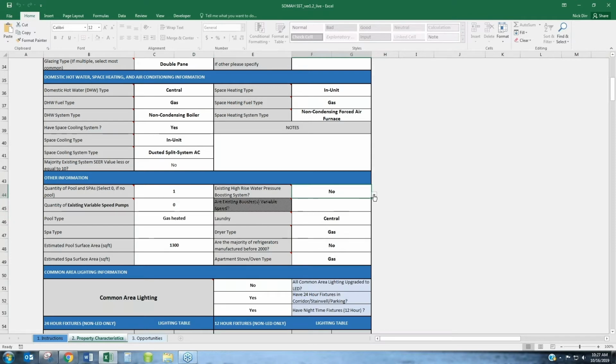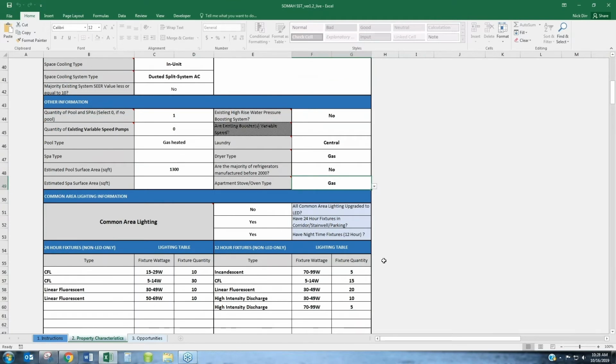If it's a high-rise building, so 5 stories or more, which I don't expect to be a large percentage of SOMAH participants, but if it is, those buildings often have a booster pump. So if there is a booster pump, you would select yes, and then note whether it's variable speed or not. Then also note whether the laundry equipment is central or in unit, whether the dryers are gas, electric, or propane, whether the majority of refrigerators are older than 2000, and then the cooking type in the apartments, whether it's gas, electric, propane, or no, they have no cooking.